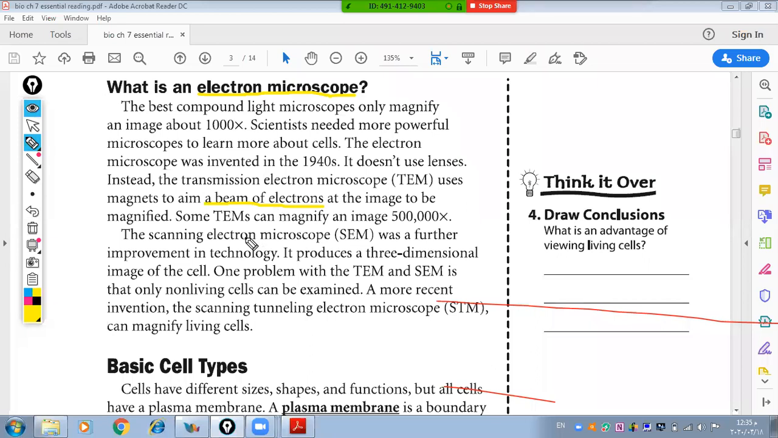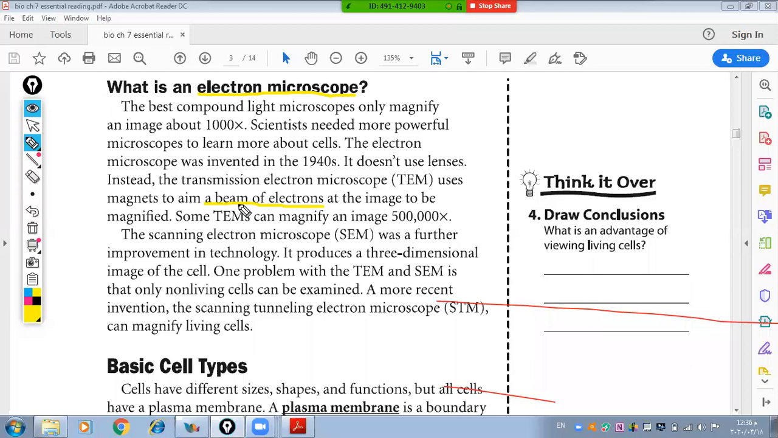The scanning electron microscope, SEM, was a further improvement in technology. It produces a three-dimensional image of the cell. One problem with the TEM and SEM is that only non-living cells can be examined. A most recent invention, the scanning tunneling microscope (STM), can magnify living cells. Mister, we learned the STM. Yes, I'm going to tell you now.